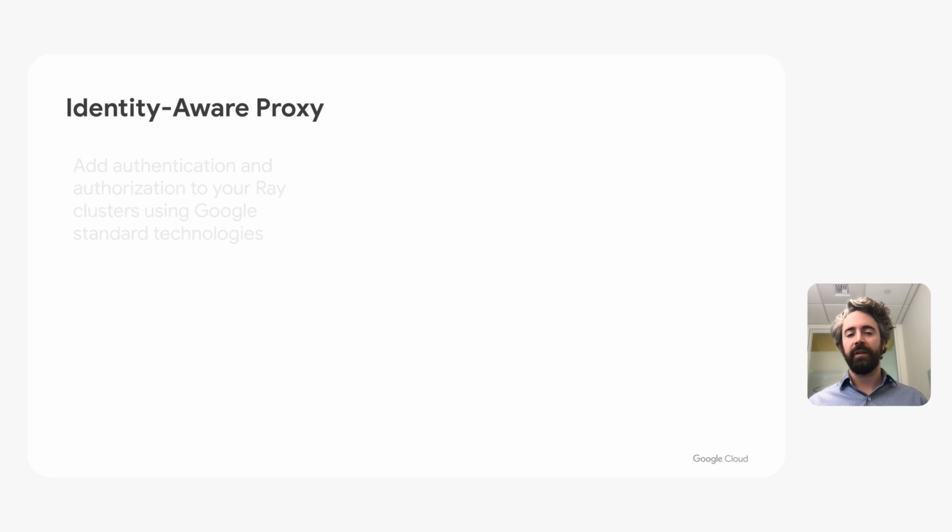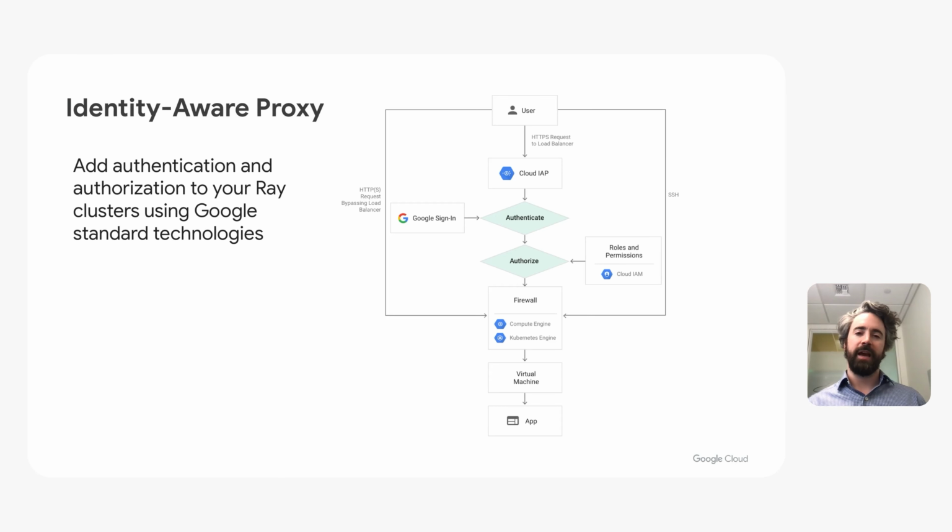With Identity-Aware Proxy, you can add Google standard authentication and authorization to gate access to your Ray clusters and workloads. When you use Cloud IAP, first it authenticates you using the standard Google sign in page. Next, it moves on to authorization. Authorization is controlled by standard GCP IAM. Once you've been authenticated and authorized, you will have access to your Ray cluster.